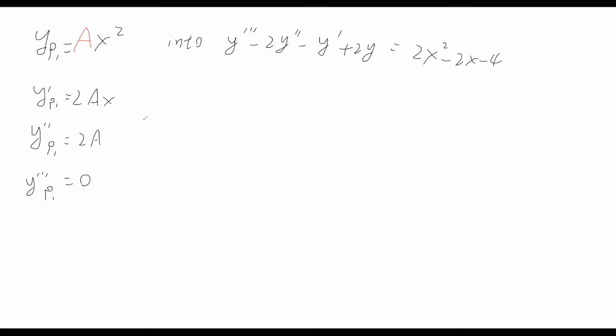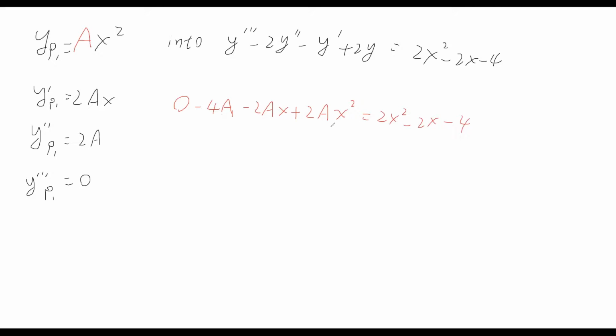All right, so here we have it. Y prime is 2ax, y double prime is 2a, and y triple prime is 0. All right, so let's plug everything into this equation and try to solve for a. All right, so we have y triple prime 0 minus 2 times y double prime, which is 2a, so minus 4a, minus y prime, minus 2ax, plus 2y, so plus 2ax squared is equal to 2x squared minus 2x minus 4.